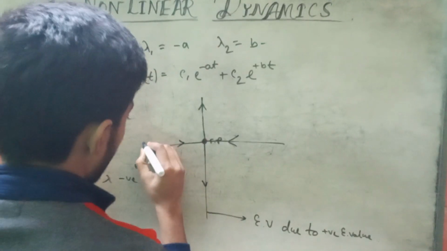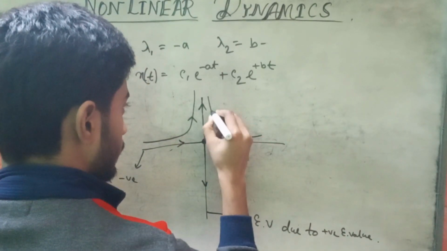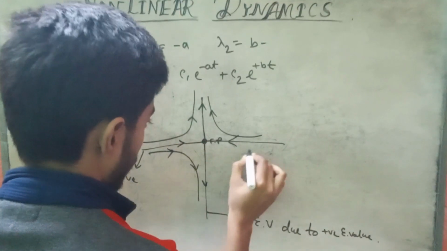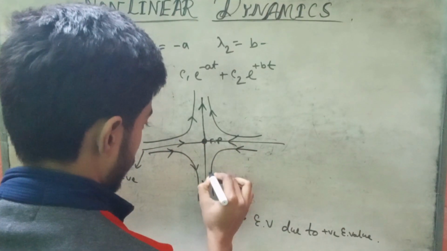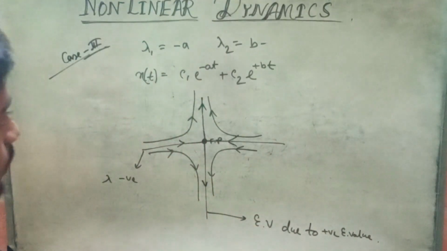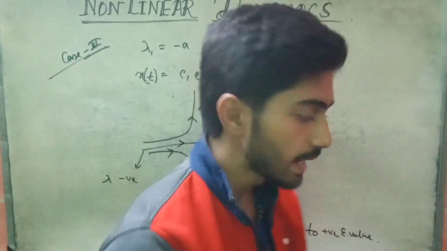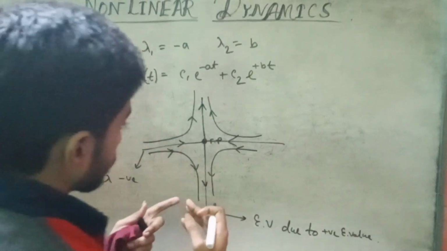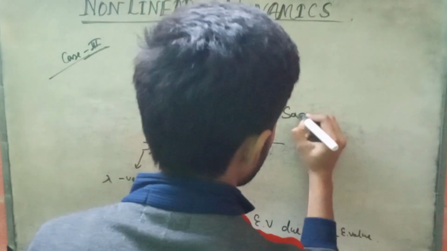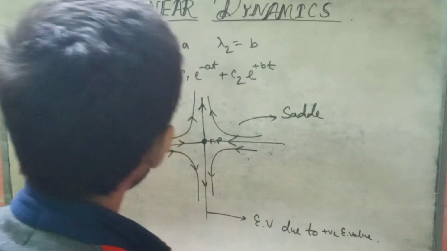So we can draw the phase portrait near this fixed point just like this. And this kind of phase portrait, where one eigenvalue is positive and another eigenvalue is negative, is known as a saddle.